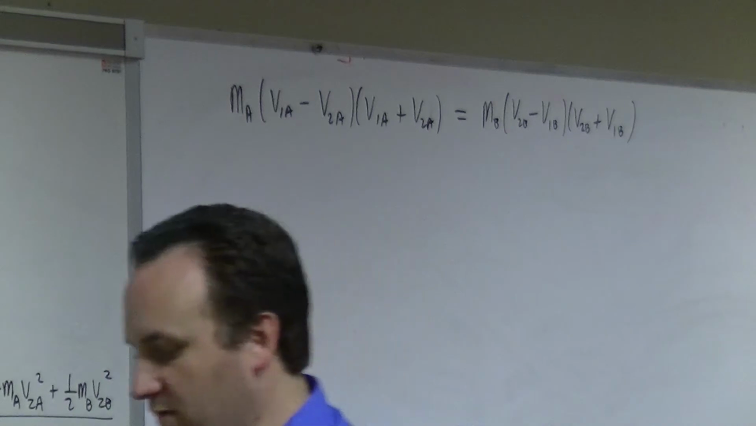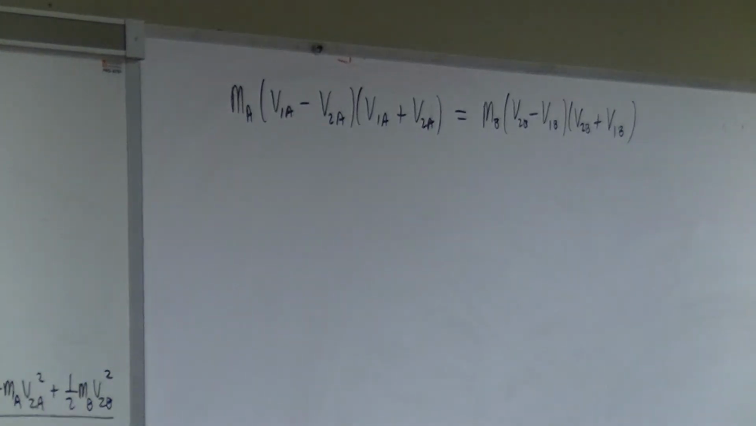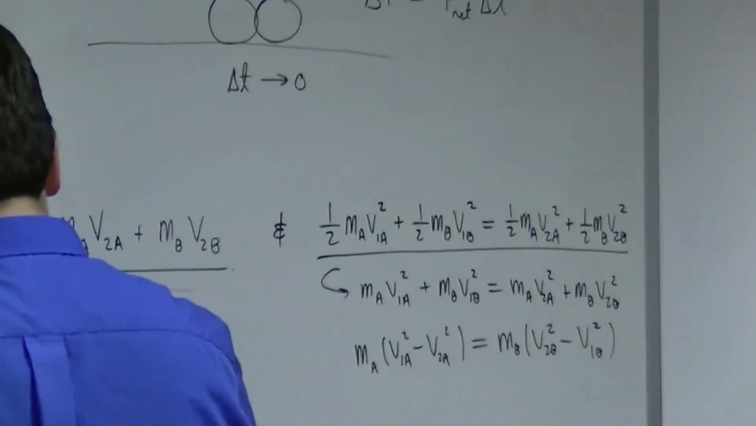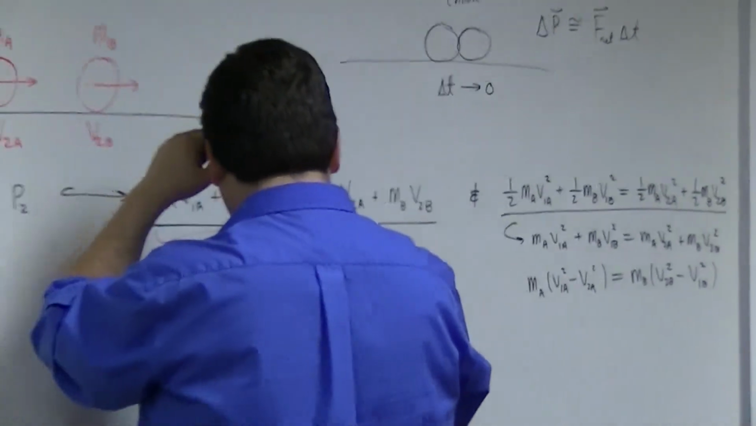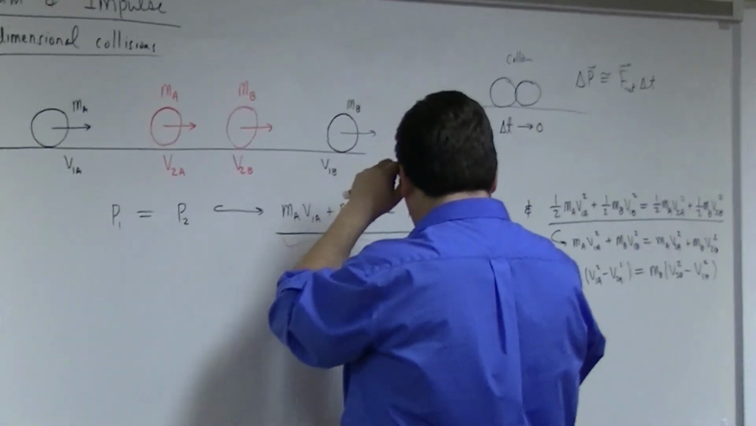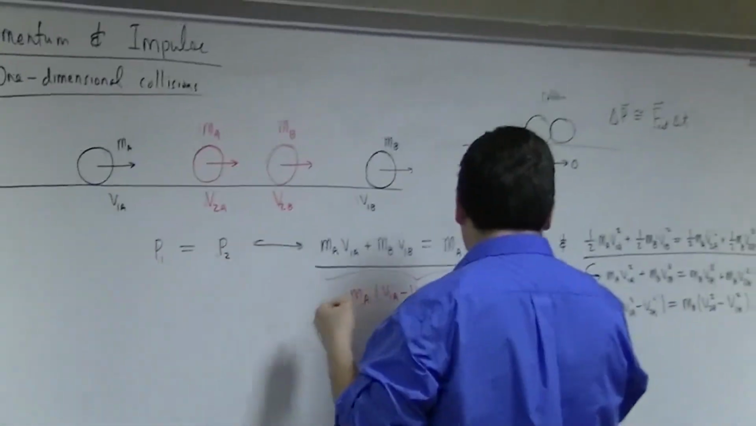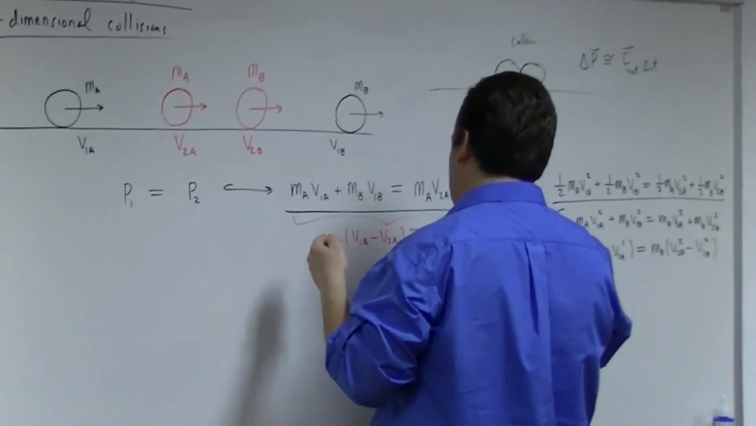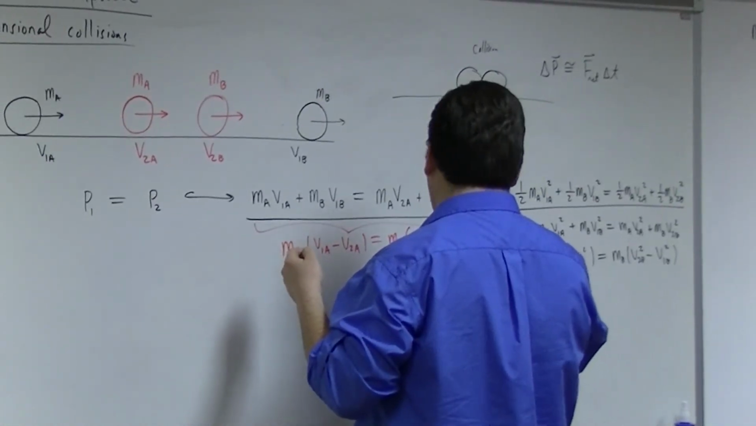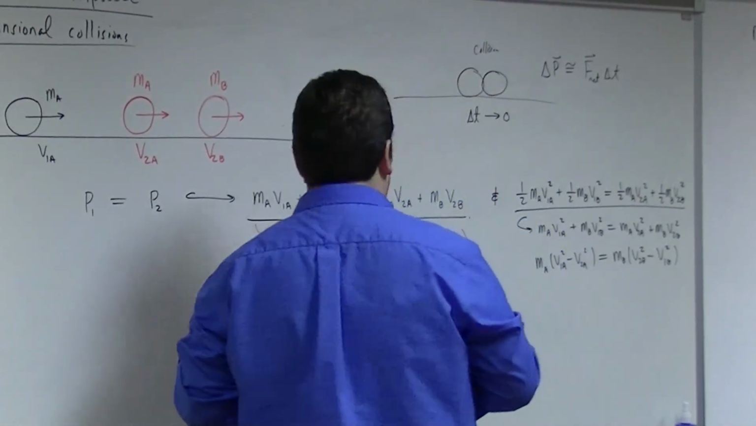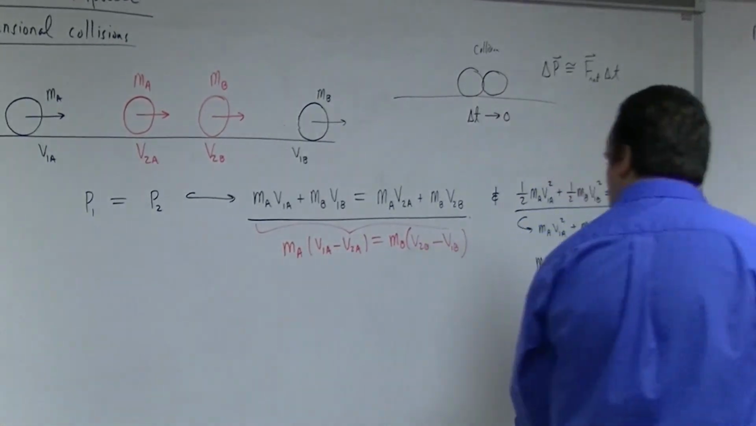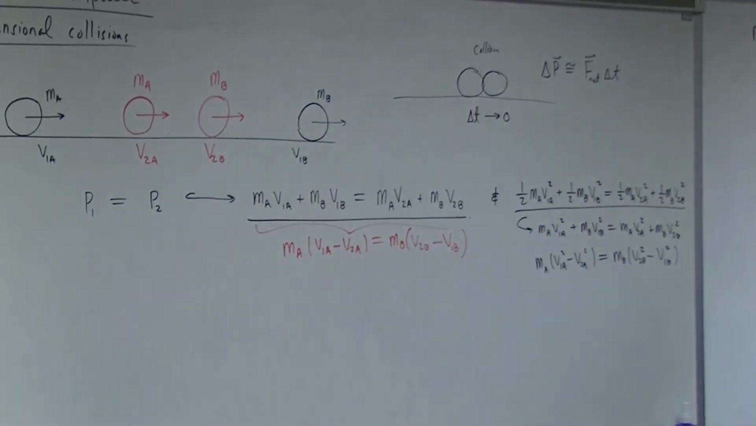This first equation, we're having so much fun doing this. Maybe this first one we could combine somehow. This is MA times V1A minus V2A is equal to MB times what? V2B minus V1B. So let's see. Seems like that ought to be useful. Can we do anything here?